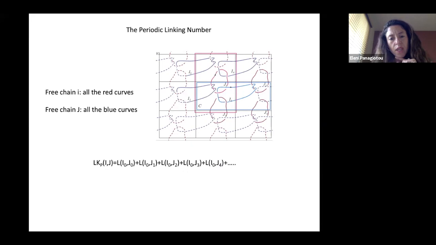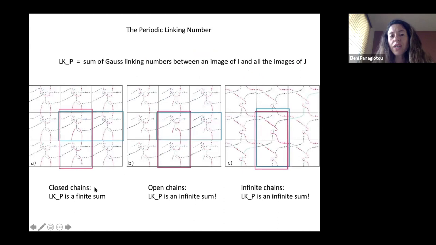And it has no repetitions because all the pairs involved in these linking numbers are all in different relative positions. For closed chains, like the example I was just showing, that seemed very simple, right? Because actually it was a finite sum. If I unfold this image of the blue curve and add up all the linking numbers with the red, I have just three components that actually link and the rest are a perfect zero. So they don't contribute anything to the sum.